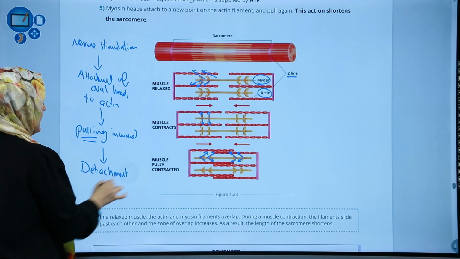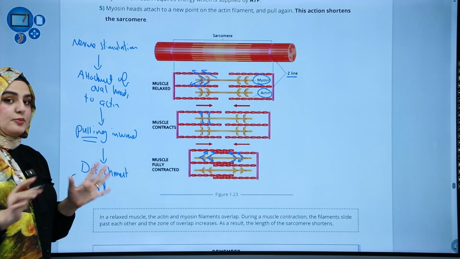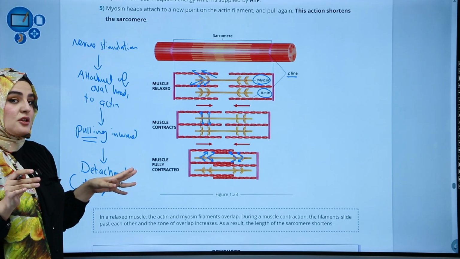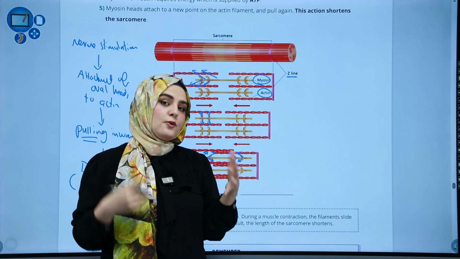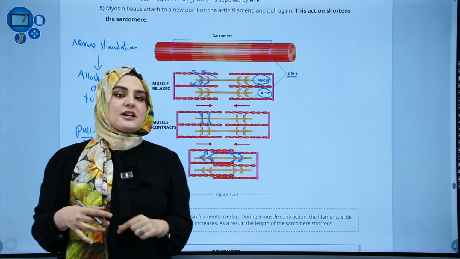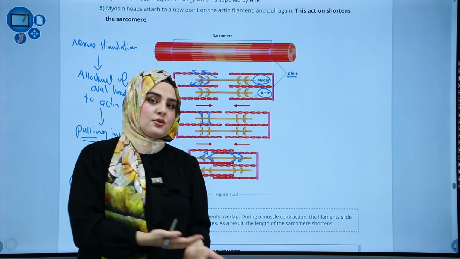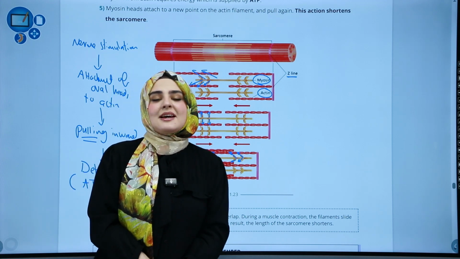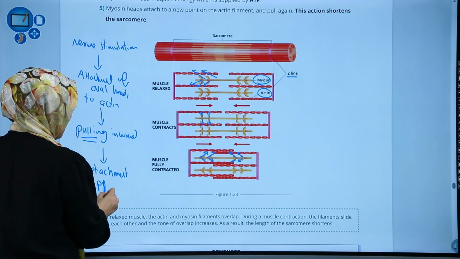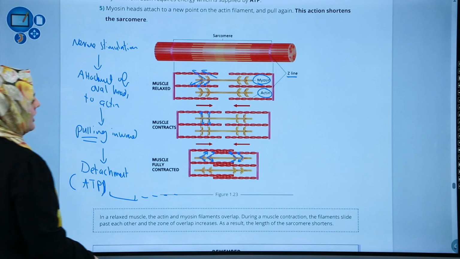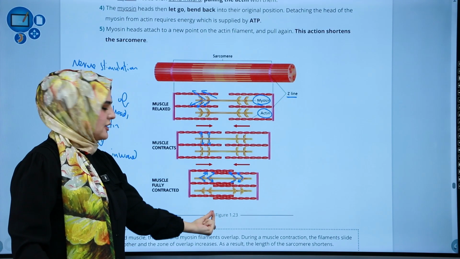There's a note about detachment. Detachment needs ATP. Without ATP, there won't be detachment. So if somebody asked you, why do we need so much energy for muscle working? It's for detachment. Even later for relaxation, the heads need to detach from actin in order for us to relax our arms, and this is where you need ATP. And then after detachment, it's going to do it again and again. The cycle repeats itself. Each time it's getting shorter, shorter, and shorter.